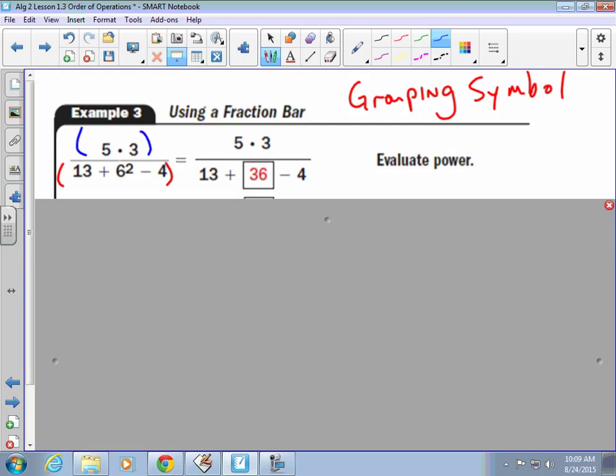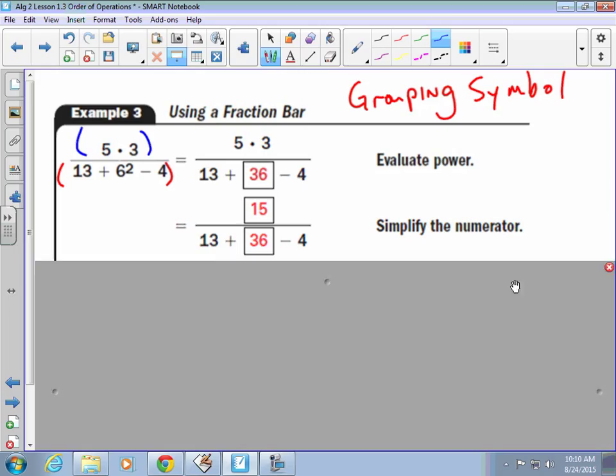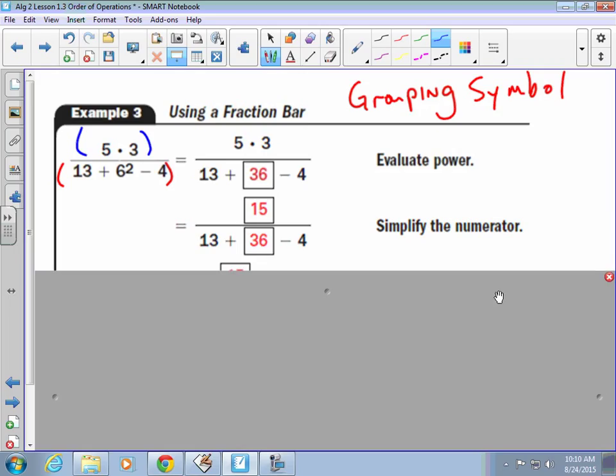So first off, we have 5 times 3 on the top over 13 plus 6 squared minus 4. According to our order of operations, it tells you to do what's inside the grouping symbols first, then do your exponents, and that's why we do 6 squared to get 36. The next thing tells us to do multiplication and division, which means on the top we'll multiply 5 times 3 to get 15. So that's the please part. This is the excuse part. This is the multiplication and division part.